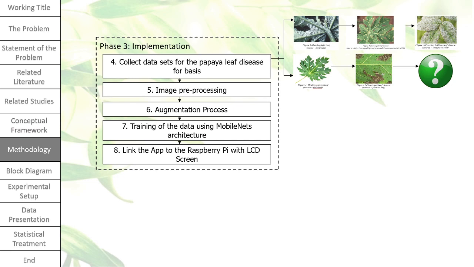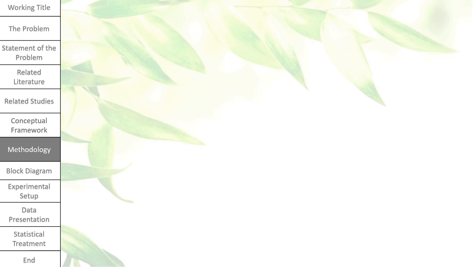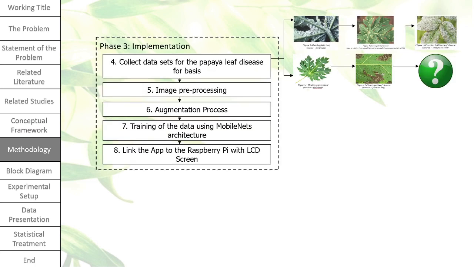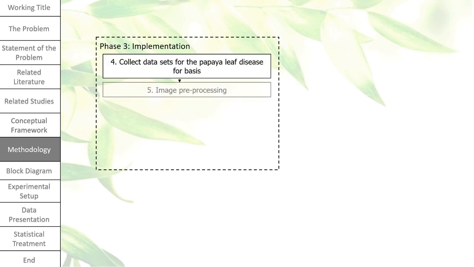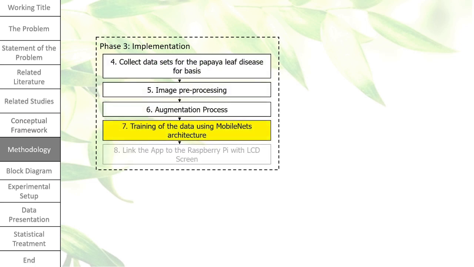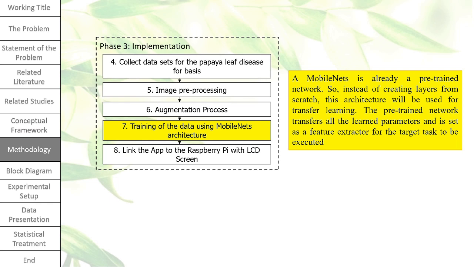For step number 7, we have the training of the data using the MobileNets architecture. In this stage, MobileNets is already a pre-trained network. So instead of creating layers from scratch, this architecture will be used for transfer learning. The pre-trained network transfers all the learned parameters and is set as a feature extractor for the target task to be executed. Let's look at the flow of the training.